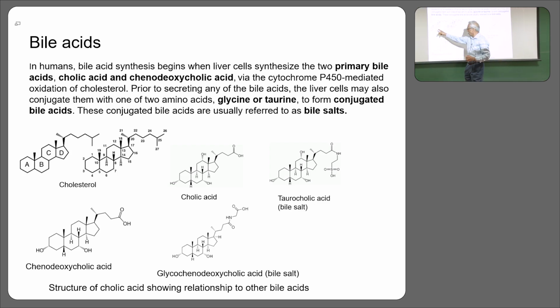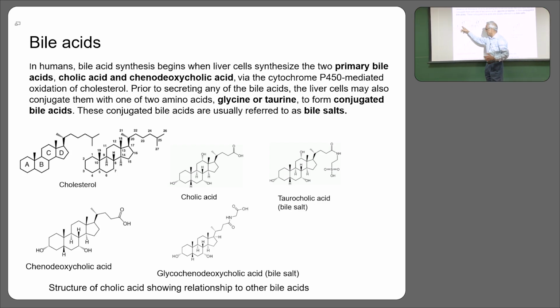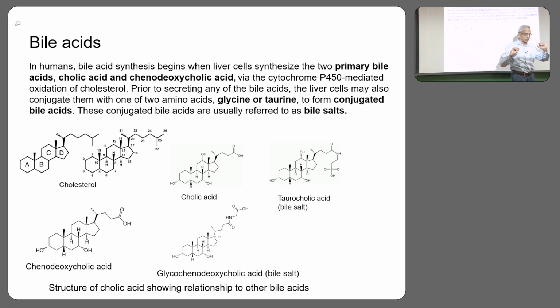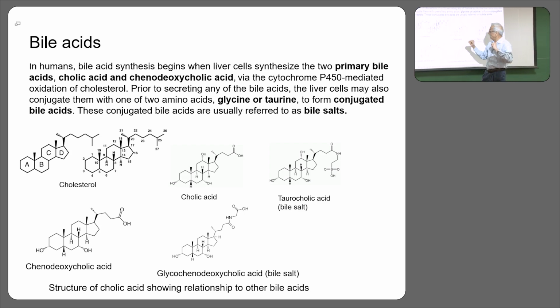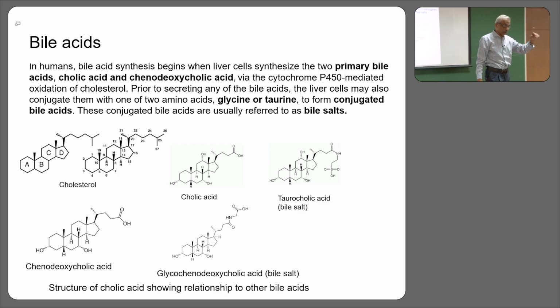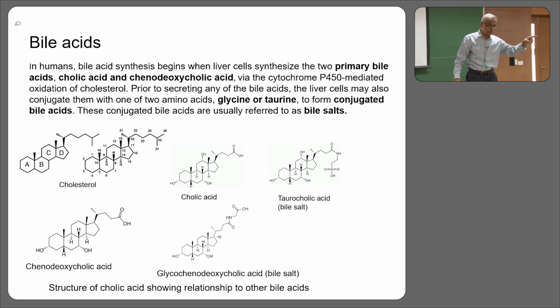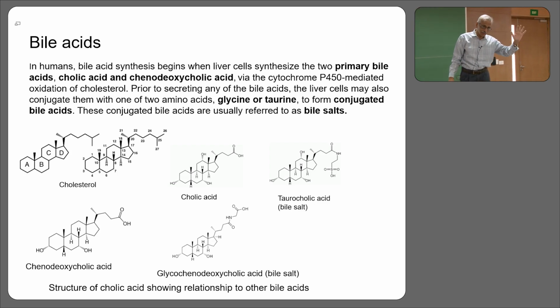It is made up of 4 rings, 6-membered and 5-membered. Got it? Call them A, B, C, D. Look at the arrangement, A, B, C, D, and there is a side chain. The entire molecule put together has 27 carbon atoms. How many? Remember this. You can't be a student of physiology if you don't remember cholesterol.